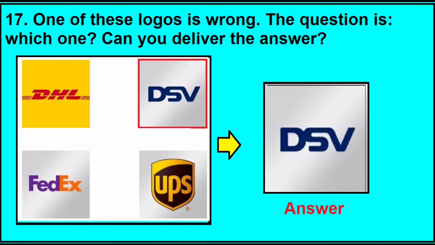Now in version 3 of this question, if you find this sort of image, you can see here on the left hand side, then just click DSV. You must see the options and the image very carefully.